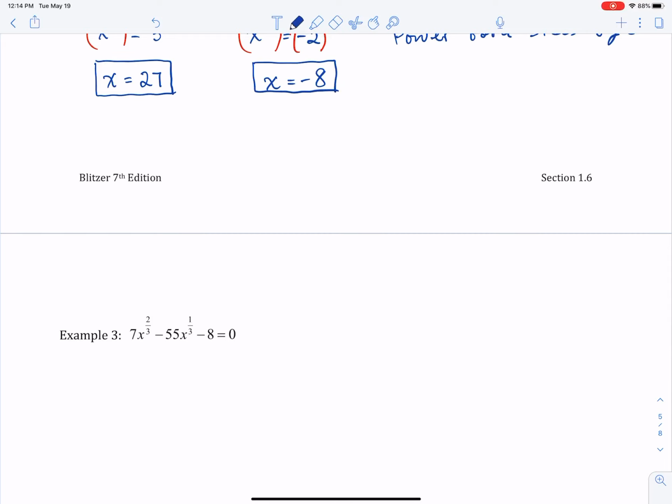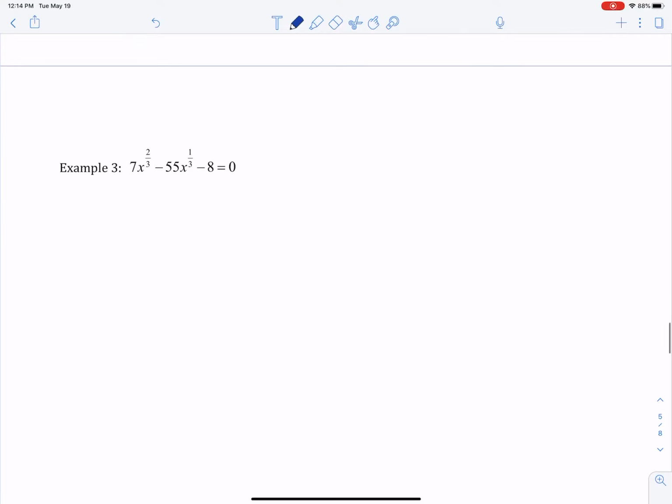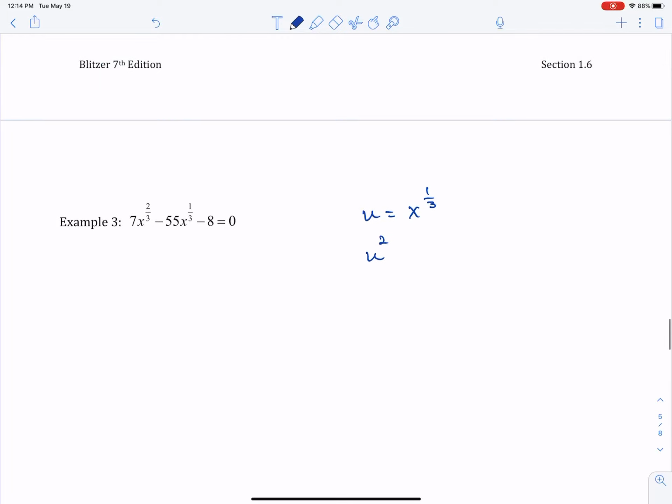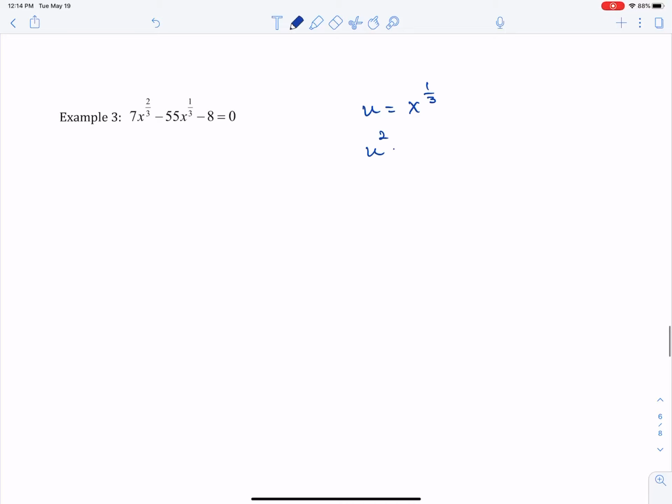Next example, and the last from this objective. Again, similar situation, u is equal to x powered by 1/3, and u squared is going to be x powered by 1/3 squared, which is x powered by 2/3. We're going to solve the problem: 7u squared minus 55u minus 8 equals 0.